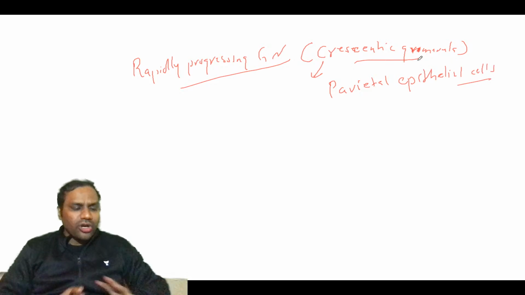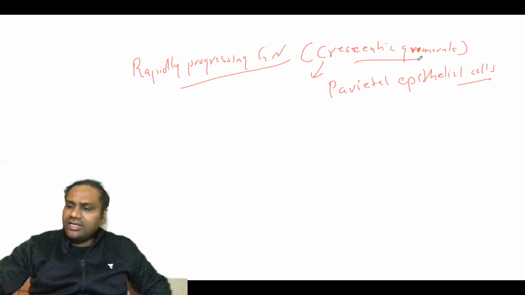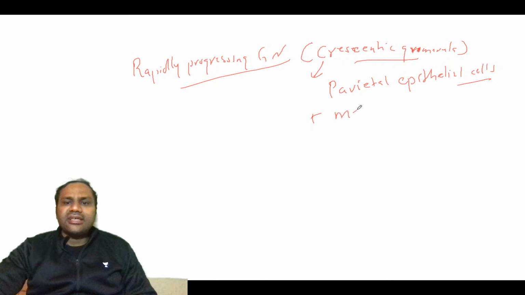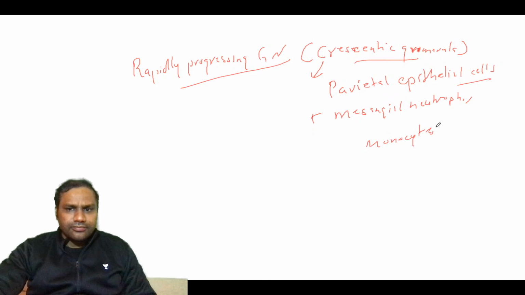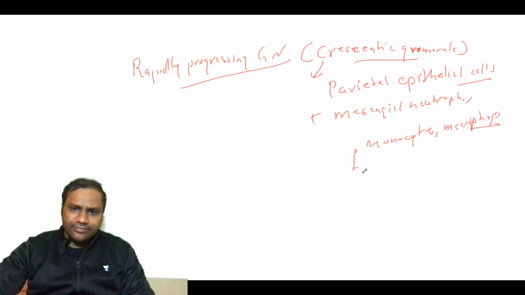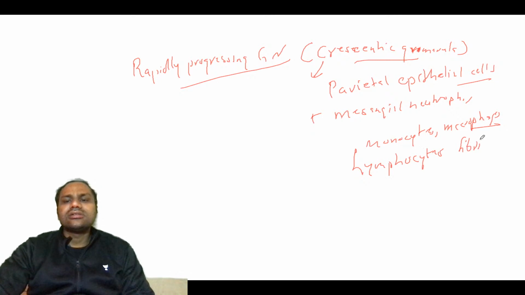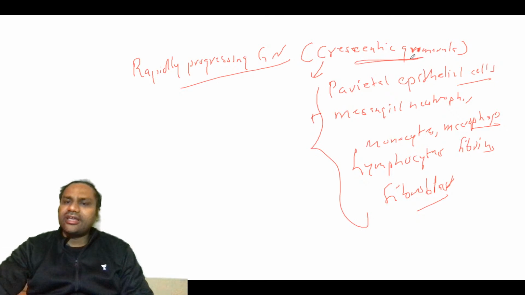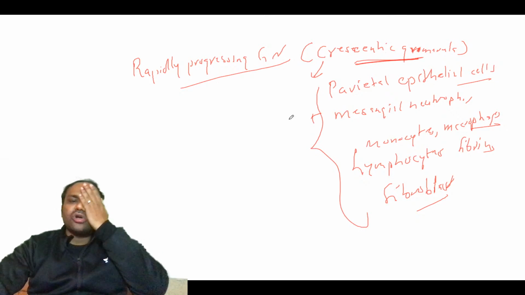So this is basically proliferation of parietal epithelial cells, plus mesangial cells, neutrophils, monocytes, macrophages, lymphocytes, fibrin, and fibroblasts. So these are the main components of a crescent.